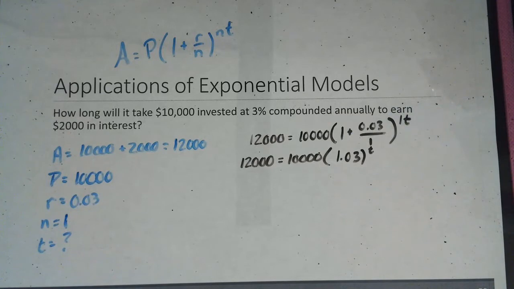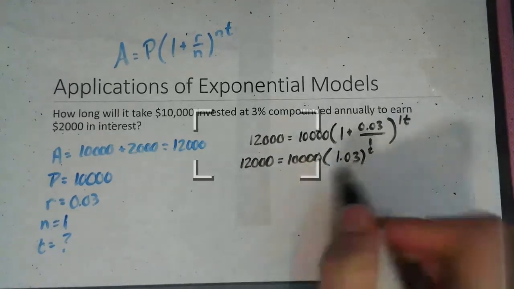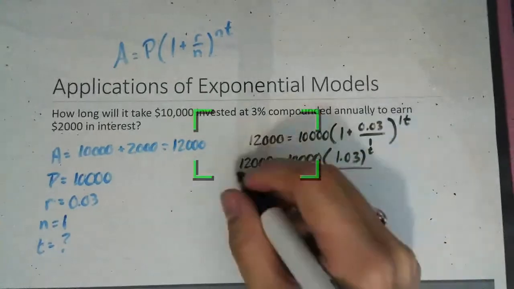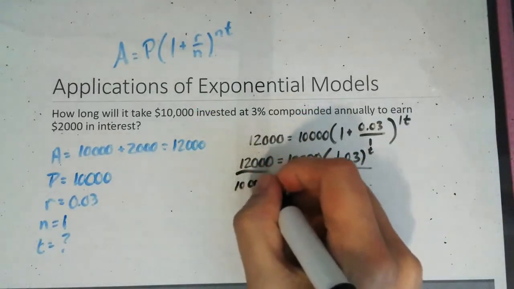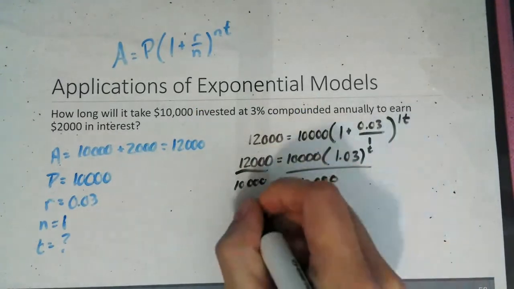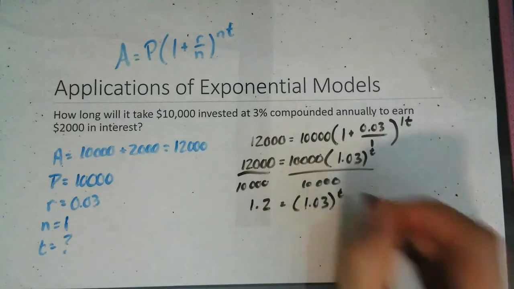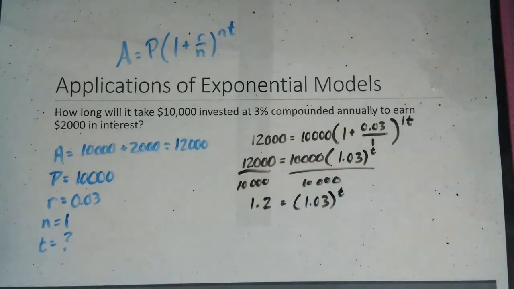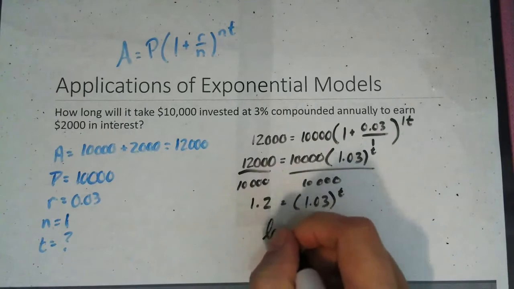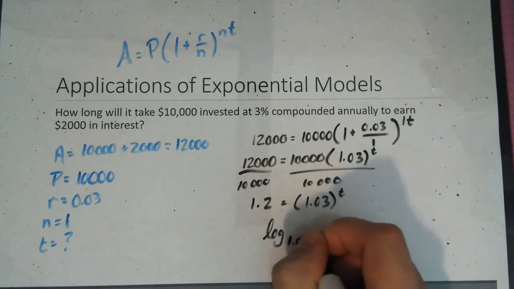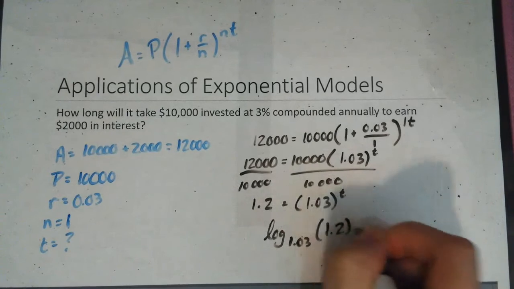This looks like some that we solved in the beginning of this section. We have just a single exponent, so we want to try putting it in logarithmic form. But to put it in logarithmic form, the exponential has to be by itself. So I need to get this 10,000 out of here. I can do that by dividing both sides by 10,000. That'll give us 1.2 is equal to 1.03 raised to the t power. So if I put this in logarithmic form, I'll have log base 1.03 of 1.2 is equal to t.